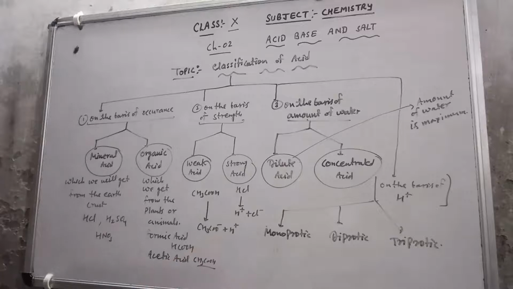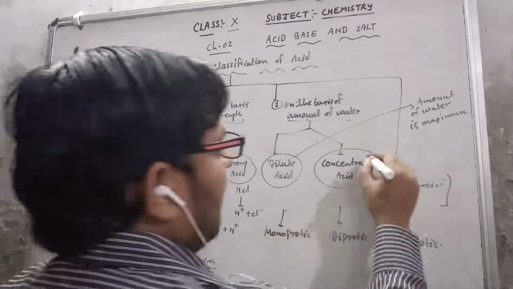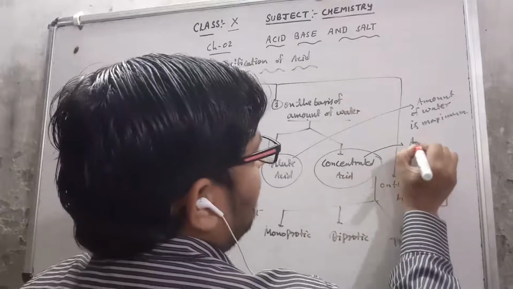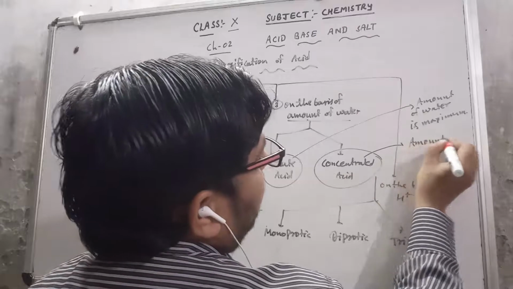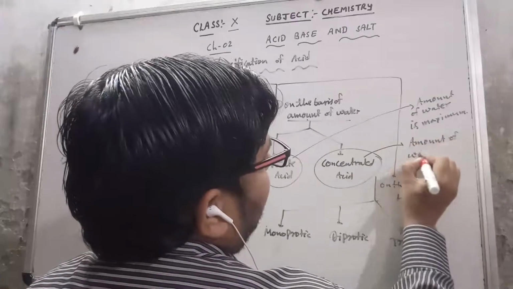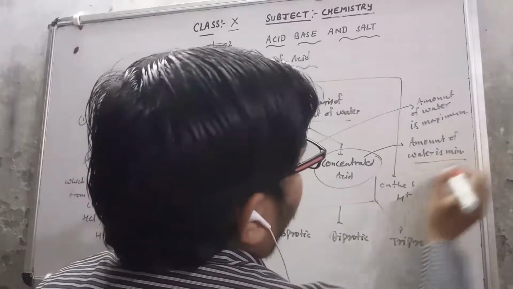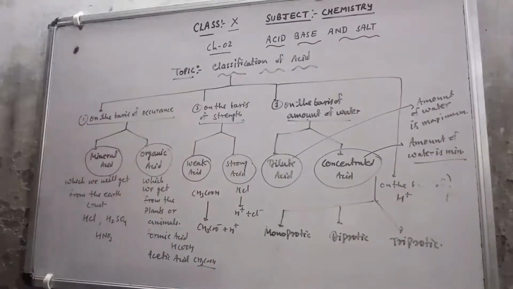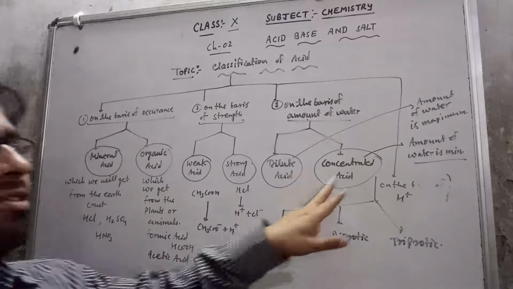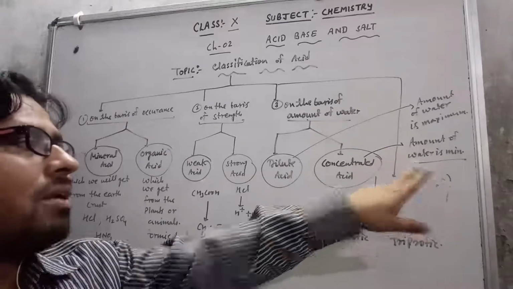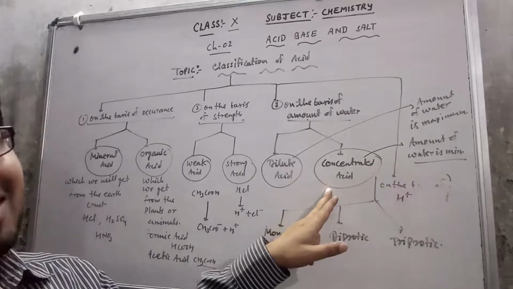The second is the concentrated acid, in which the amount of water is minimum. Amount of water is minimum, that meaning the amount of acid is maximum there. So the acid in which the amount of water is minimum, they are called concentrated acid.